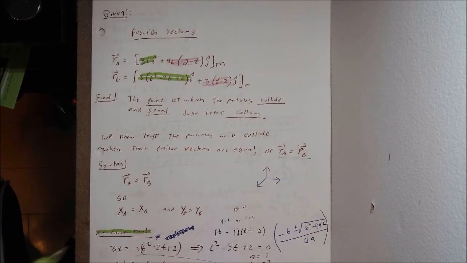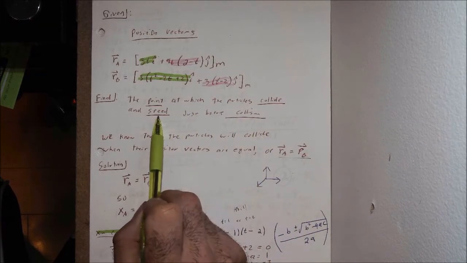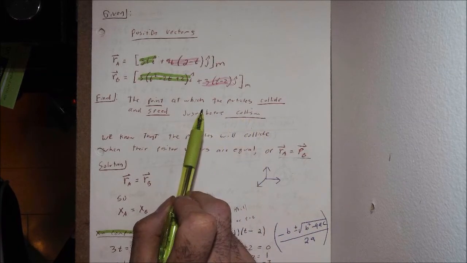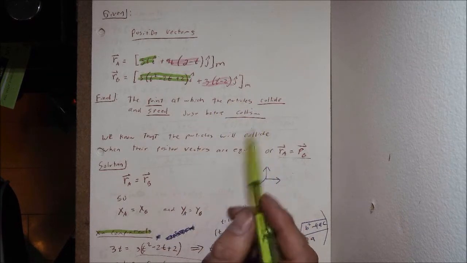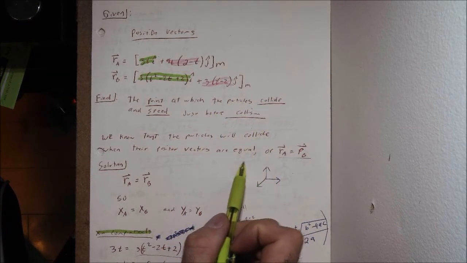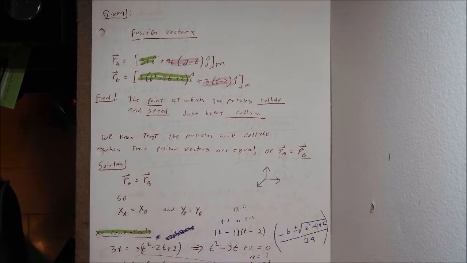Then what we want to do is figure out what they're asking us to solve for. They want the point when they collide and the speed just before the collision. So two different things that they want us to solve for. And again, as we talked about before, they're going to collide when the position vectors are equal, and then we can do some calculus in order to find our speeds from that.